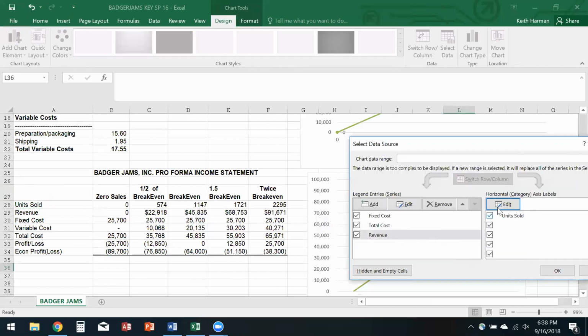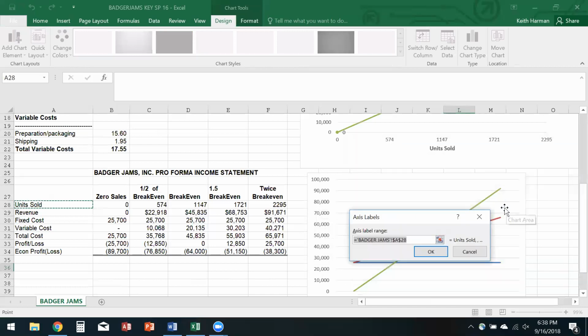Okay, and then I want to edit this. In fact, what I'm going to do here, instead of using that, I'm going to get the range of cells, the numbers, and then I'll come back in here and I'll just add that units. I'll add that title in. So we'll come over here.